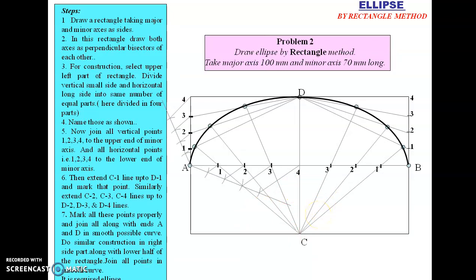Do a similar construction on the right side part, along with the lower half of the rectangle also. Now the same thing is to be repeated on the lower half of the rectangle. Join all the points and you will get the required ellipse. Thank you.